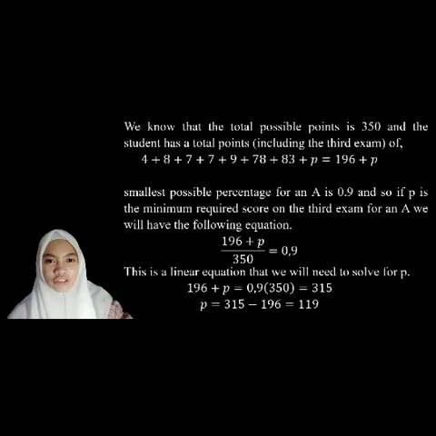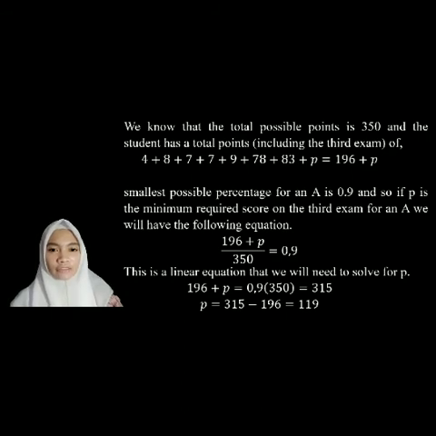We know that the total possible points is 350, and the student has a total of points, not including the third exam, of 4 plus 8 plus 7 plus 7 plus 9 plus 78 plus 83 equals 196. So the total is 196 plus P. The smallest possible percentage for an A is 0.9, and so if P is the minimum required score on the exam for an A, we will have the following equation: 196 plus P over 350 equals 0.9.